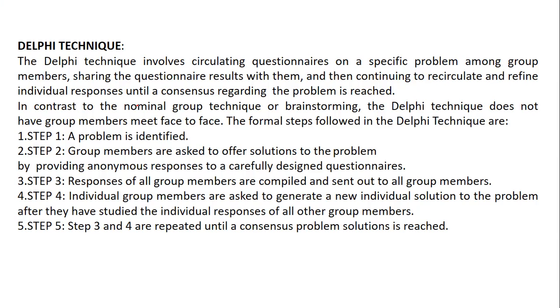Here also we can follow certain steps. The problem is identified. Group members are told to list down the solutions for those problems. Anonymous responses are carefully designed with the help of questionnaires. Responses of all the members will be compiled and sent out to the group members. Individual members are asked to generate new ideas or solutions to the problem which they have studied, with the help of individual responses of all the group members. Steps 3 and 4 will be repeated until they come up with a common solution. Till then, this process will keep on happening.